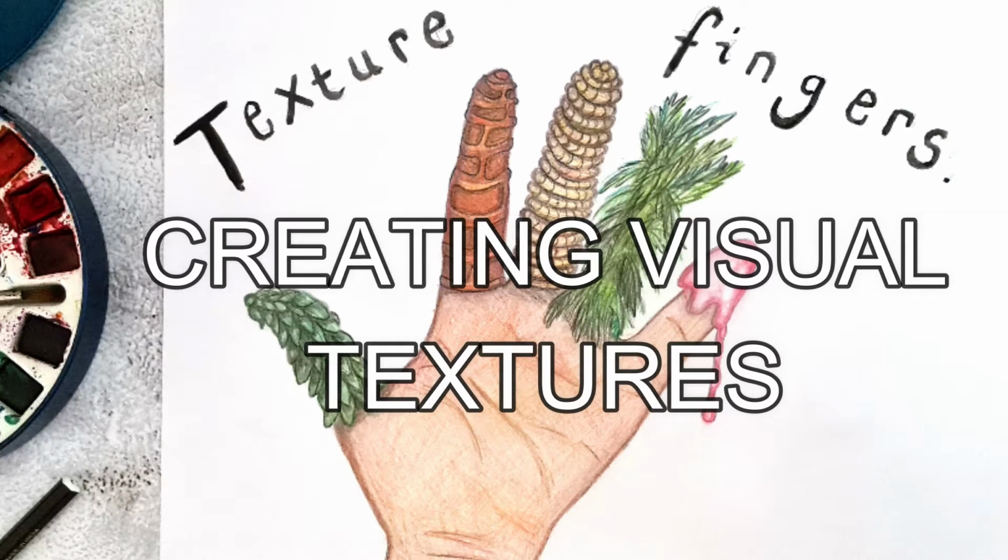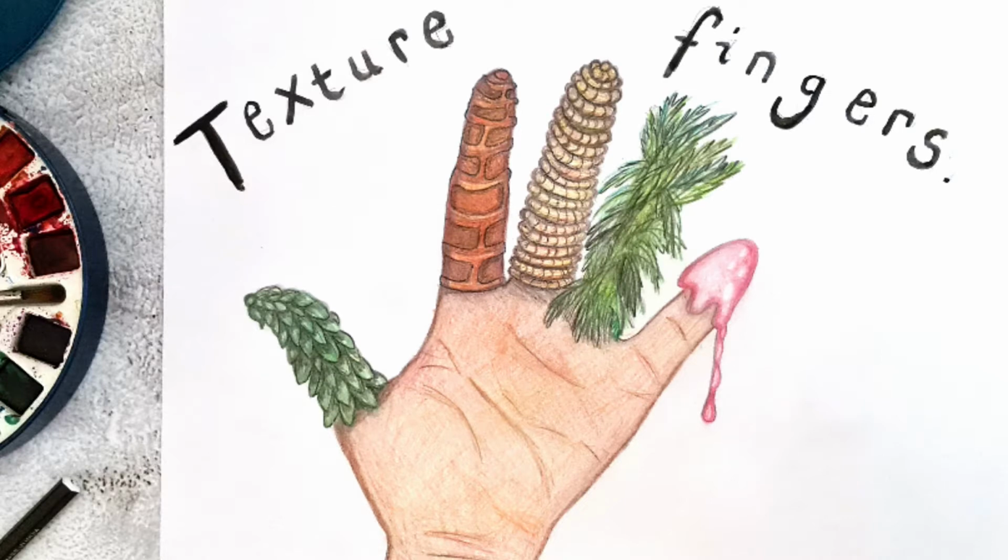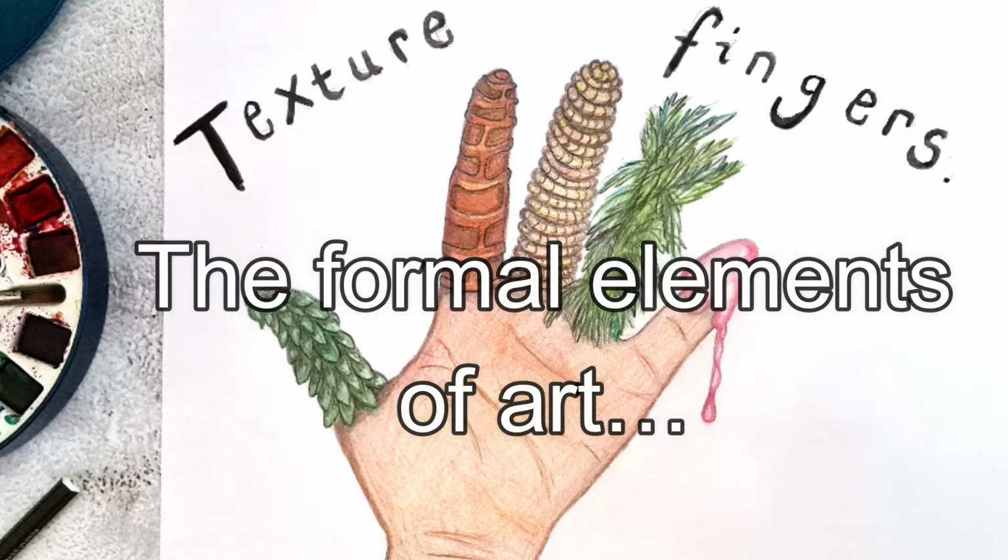In this lesson, we will learn how to create visual texture through practicing a fun and visually exciting art activity where we aim to apply a different texture to each finger on a hand. This activity gets us to practice our application of line, tone, texture, shape, form and colour and pattern, which are more commonly known as the formal elements of art.